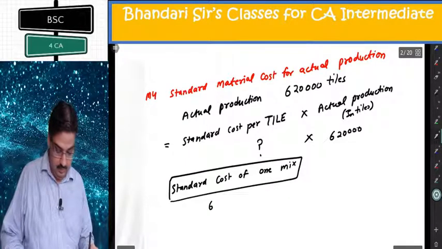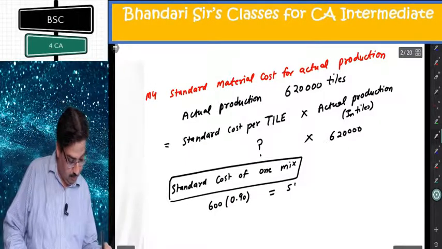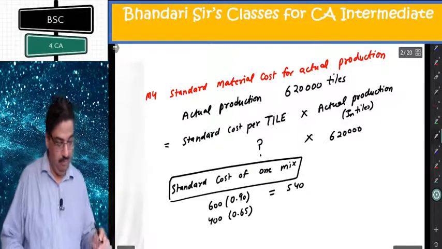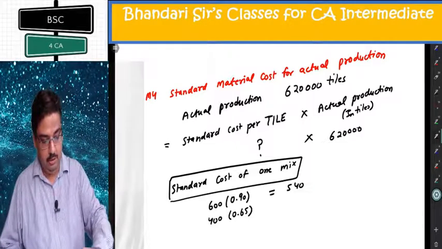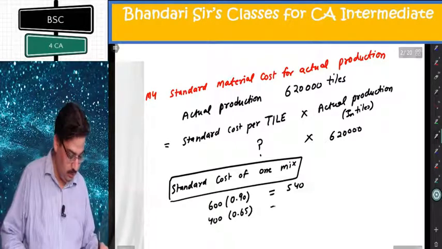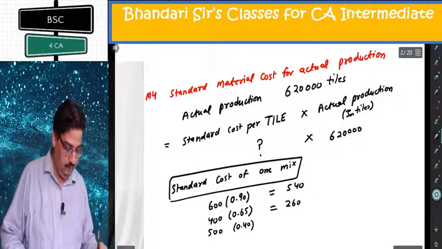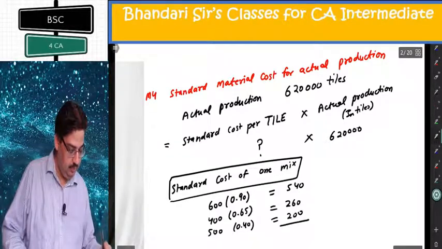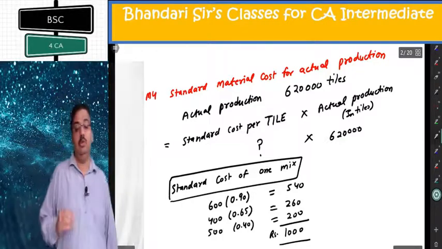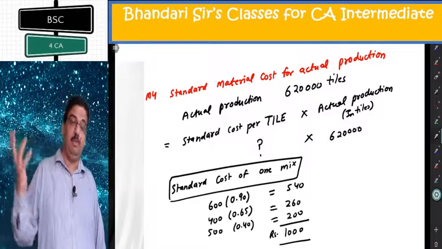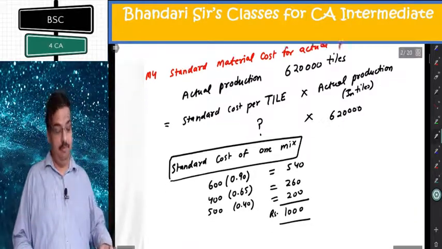I can calculate 600 into 0.90. This is 540. 400 into 0.65, I hope it is 260. Yes, 260. 500 into 0.40, I am getting 200. This is rupees 1,000. Now 1,000 divided by number of tiles produced from this mix will give me standard cost per tile.